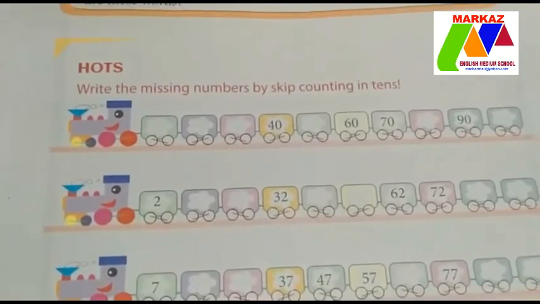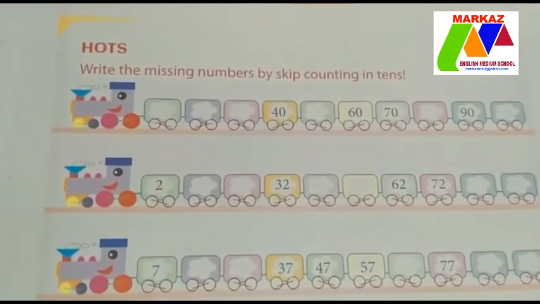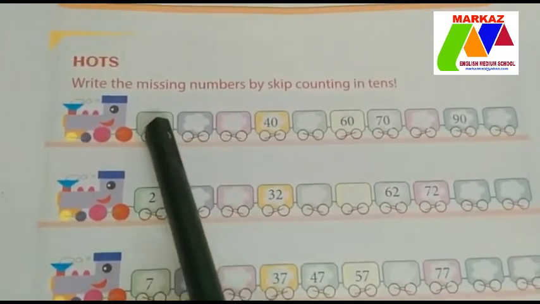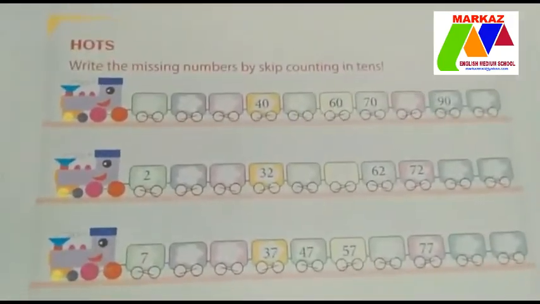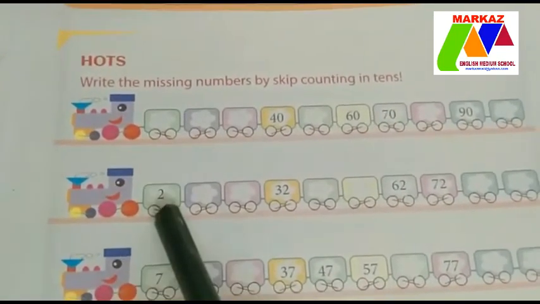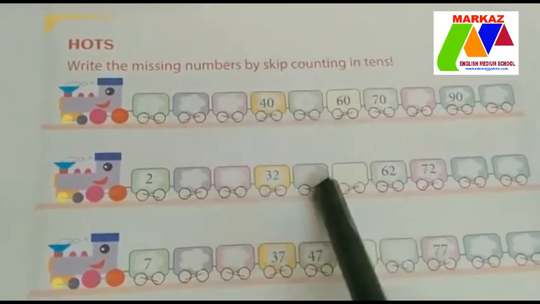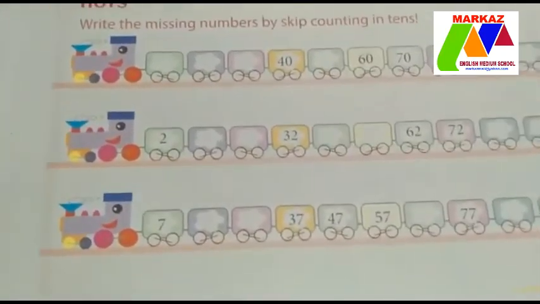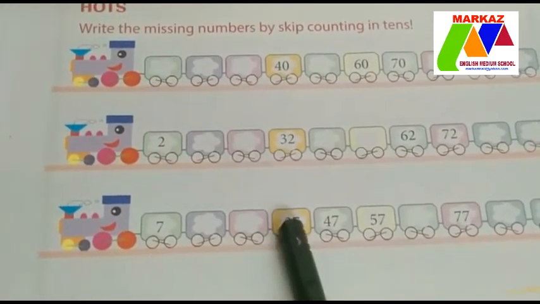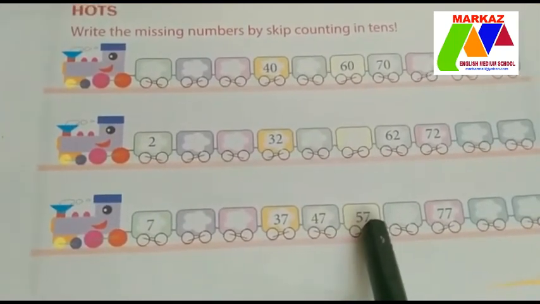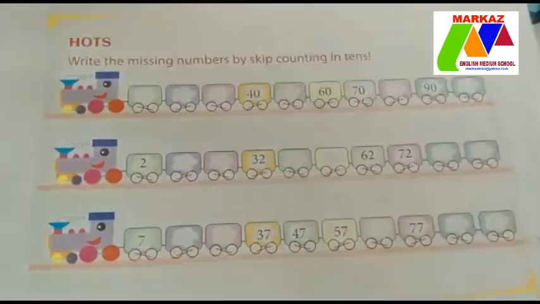Next, write the missing numbers by skip counting in tens. First one, 10. All of you write 10, 20, 30, 40 like that. Clear? Then the other number, 2, 12, 22, 32, 42 like that. Clear? Then 7, 17, 27, 37, 47, 57 and 67 like that. All of you clear?